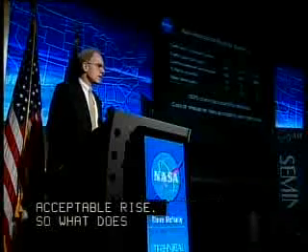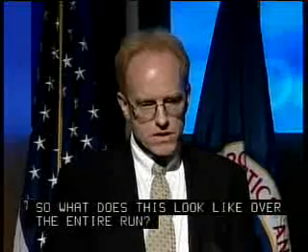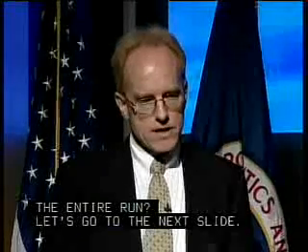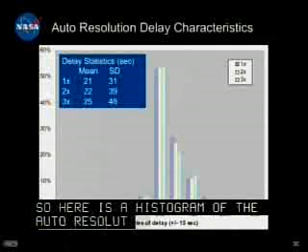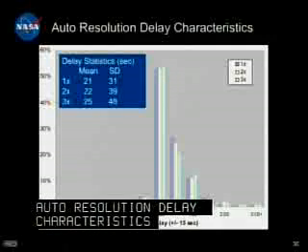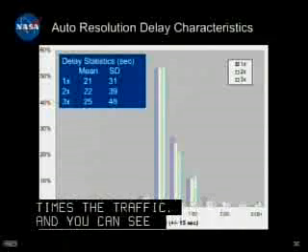So what does this look like over the entire run? Let's go to the next slide. So here's a histogram of the auto resolution delay characteristics for the 1 times, 2 times, and 3 times traffic. And you can see it's a fairly clean looking distribution.